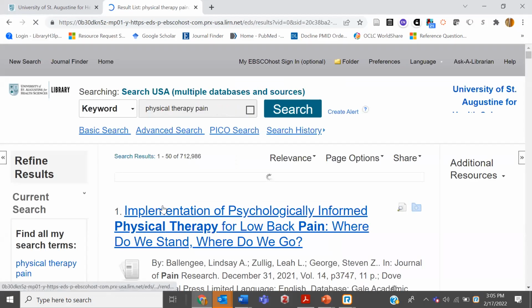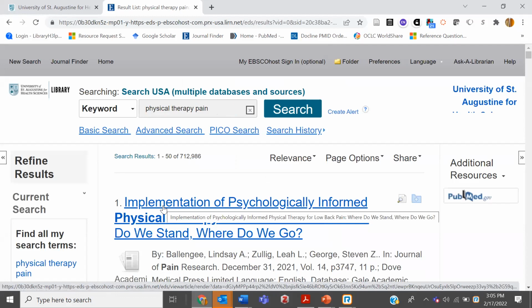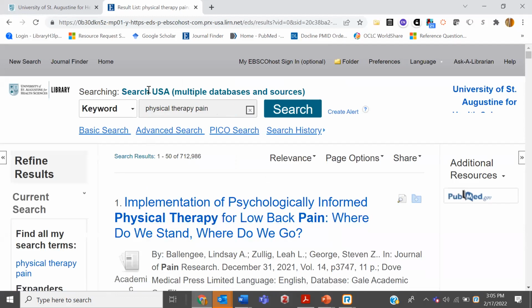When you do a search there, you're essentially searching a large number of databases. You'll see here where it says Search USA, there's multiple databases and sources. I'll show you something in a minute that tells you exactly what those sources are. But I want to point out that while Search USA does search lots of different sources, lots of different databases, it doesn't search absolutely everything that we have available through the library.